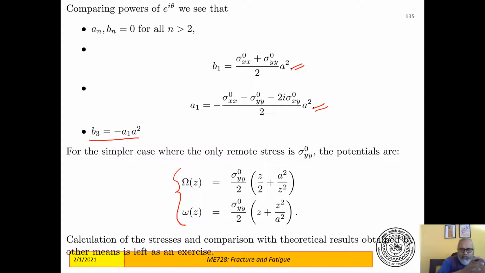So we'll show one more example where we will use arguments of this sort to come up with potential functions.